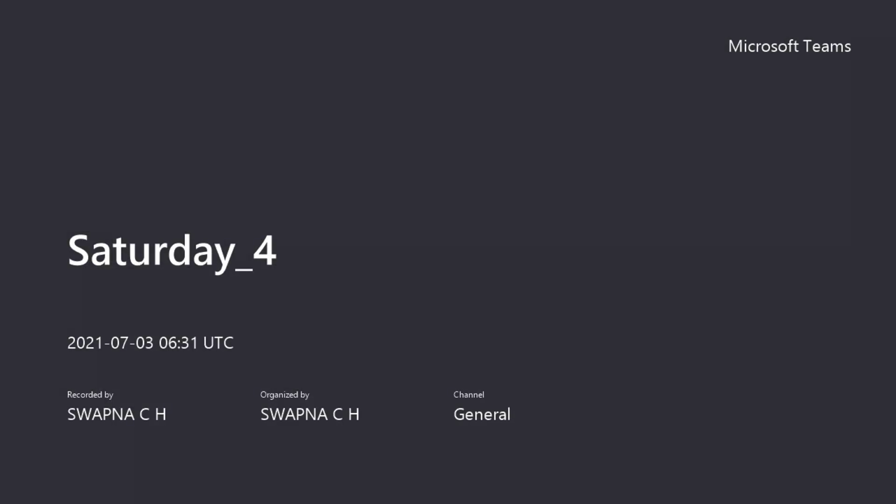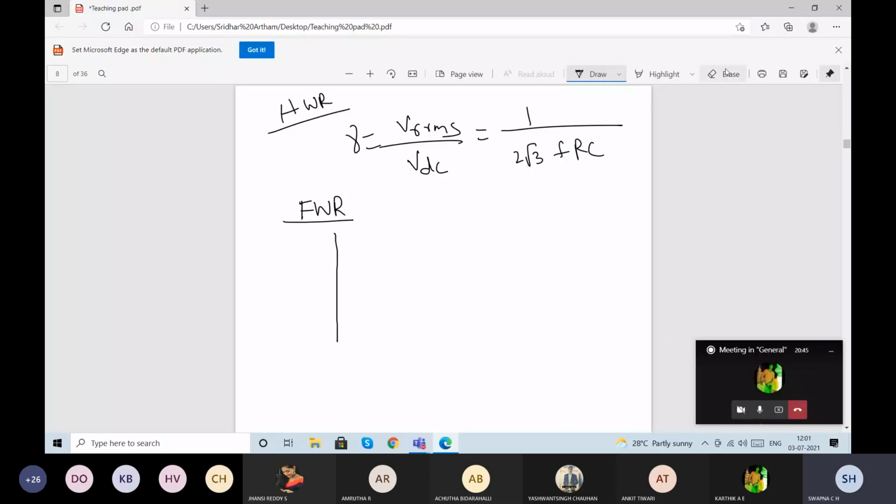So in the last class, let me just revise. Actually, I am using a different laptop, so I don't have the previous class notes. So let me just draw it and explain how the connections are.